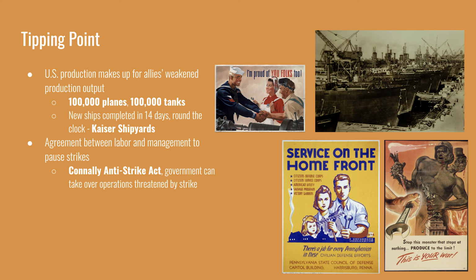In order to get workers on board, there were agreements between labor and management to pause strikes during the war. Any strike would create an interruption in the war machine and risk the U.S.'s ability to win the war. In addition to this, Congress passed the Connally Anti-Strike Act in 1943 over FDR's veto. It gave the government permission to take over the operations of any industry or any company that was threatened by a strike.